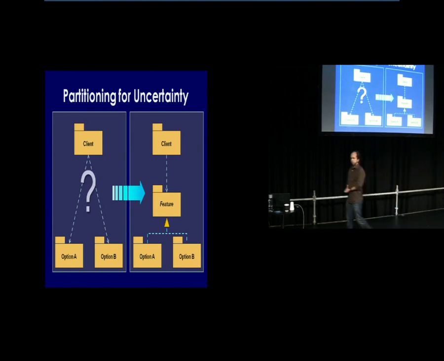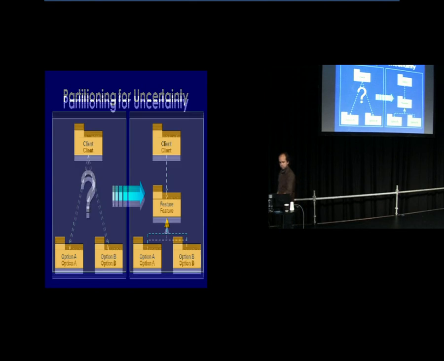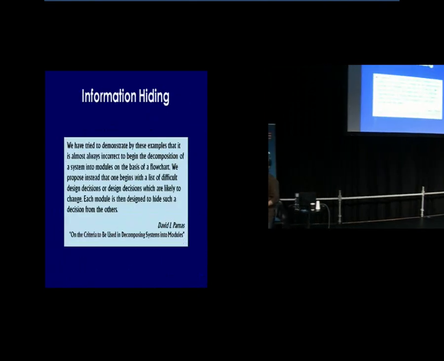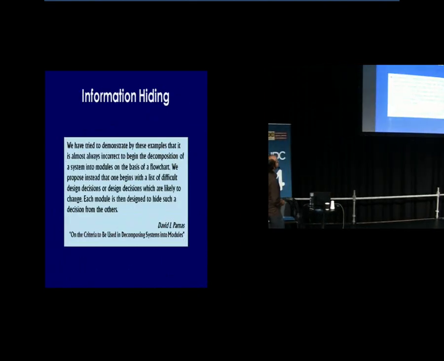This is nothing new. This is also captured in the original information hiding paper by Parnas. This is 1972. "We've tried to demonstrate by these examples that it is almost always incorrect to begin the decomposition of a system into modules on the basis of a flowchart." So he's talking about modular design in the most general sense. We can apply this to classes, packages, or larger scale modules.